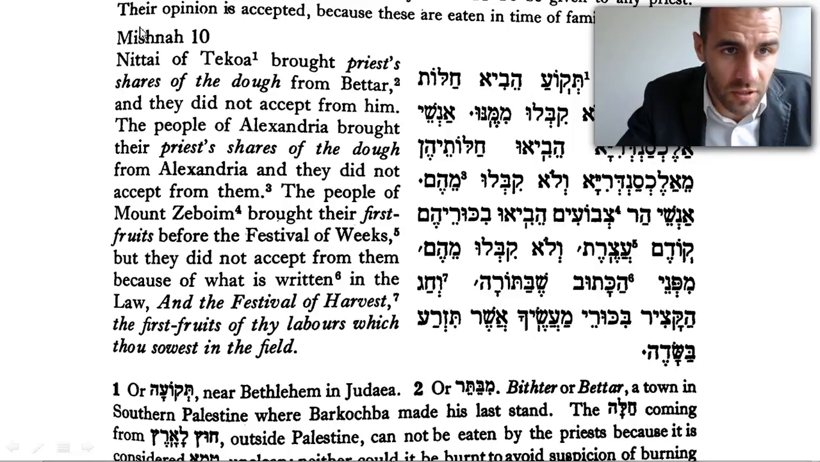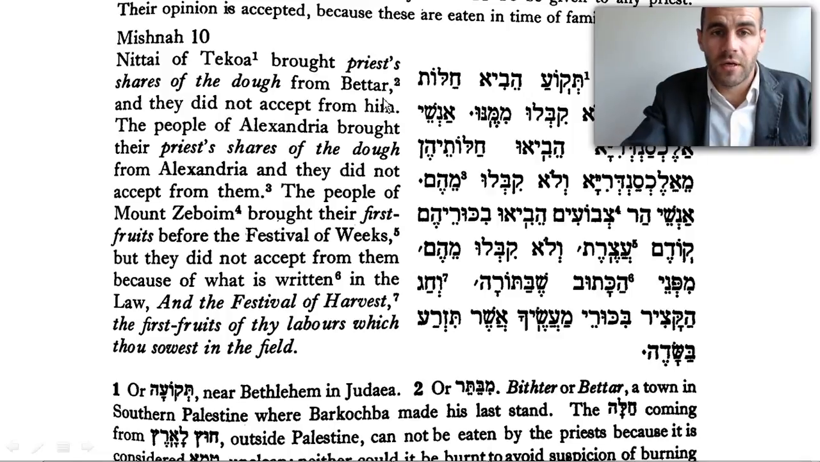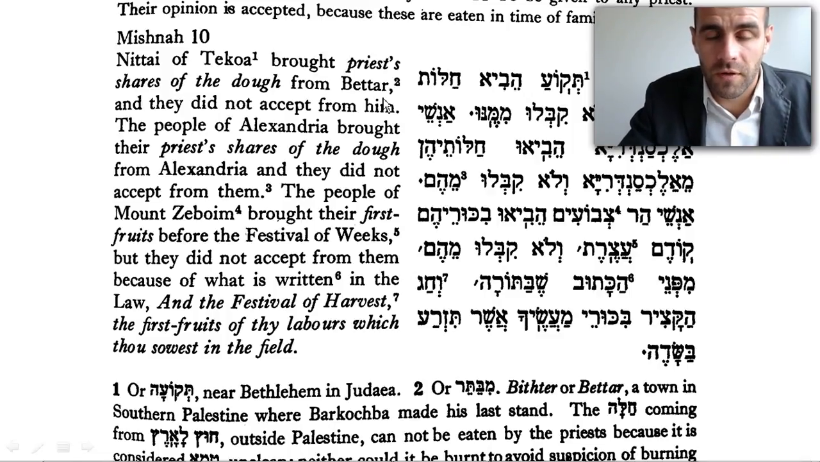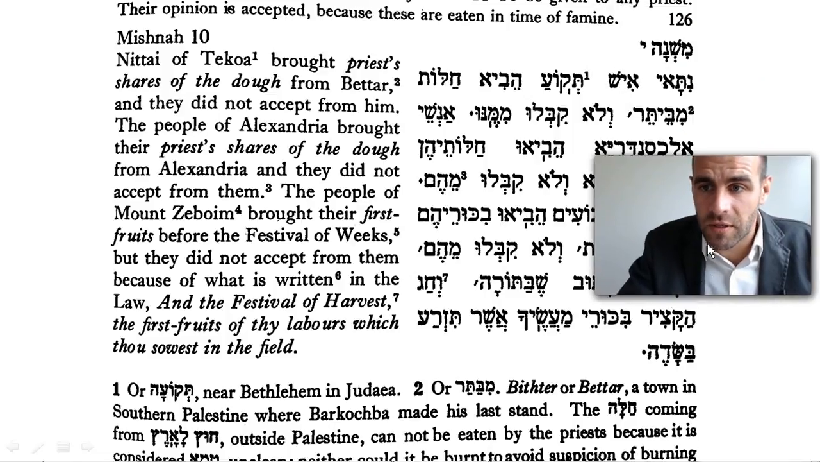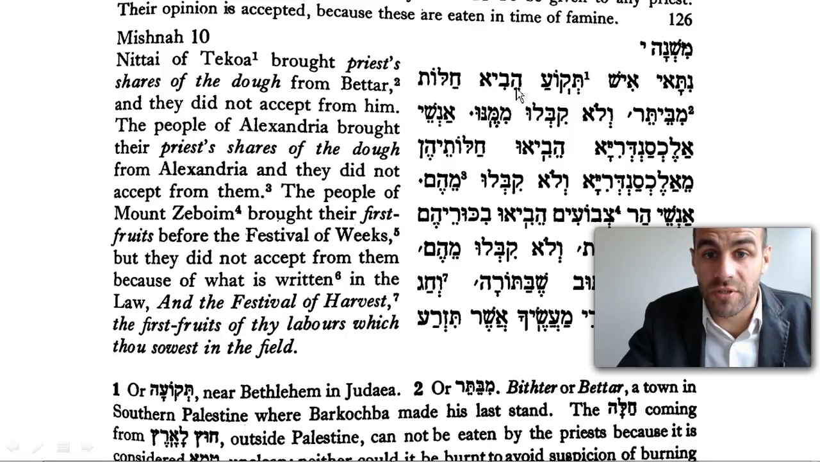So like I said, this is in Challah, chapter 4, verse 10, or it's referred to as Mishnah 10. It mentions Nitai, this is a guy's name, Nitai of Tekoa. So he brought priest's shares of the dough from Beitar. Maybe you've heard of Beitar. It's a famous place. It went down in infamy in the war between the Jewish people and Rome almost 2,000 years ago. Anyway, this guy brought priest's shares of the dough, which in Hebrew that word is chalot. You can see it right there. He brought chalot from Beitar.